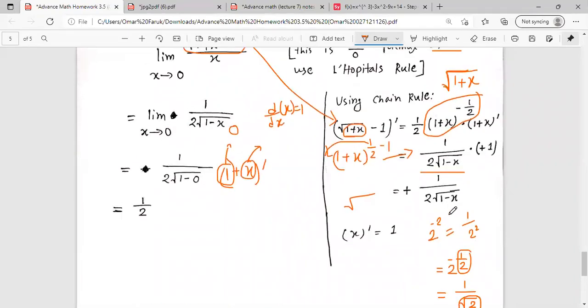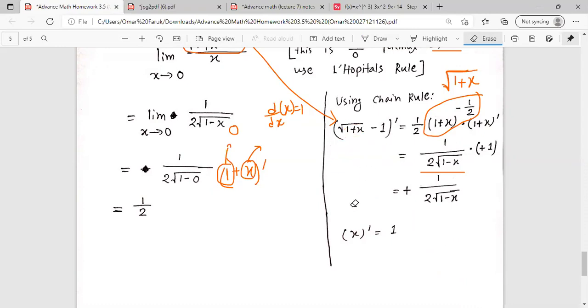And we know that if we have minus in the power, then we can write 1 by 2 square, this way. Omar, I got this part, but I didn't understand the second step, the last one, plus 1.